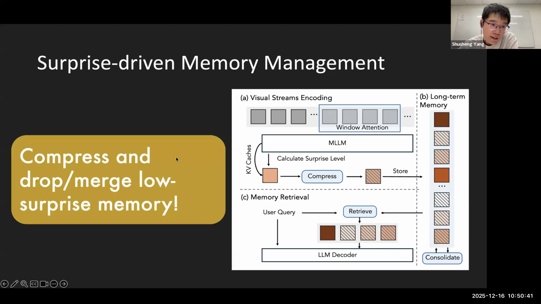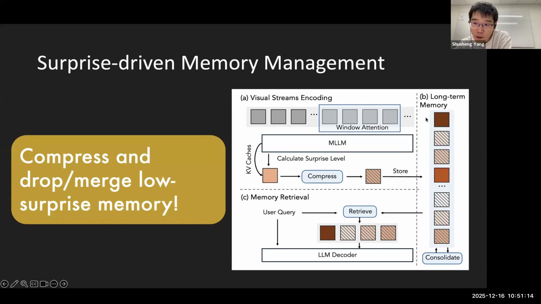So the key design here is how we use surprise. We use the surprise score to compress, drop or merge low-surprise memories. For example, for every frame that is being encoded, we calculate its surprise level, and if this frame is not that surprising, then we will compress it, because we believe less surprise means less information.